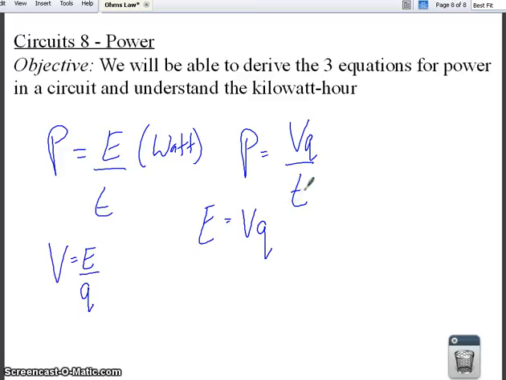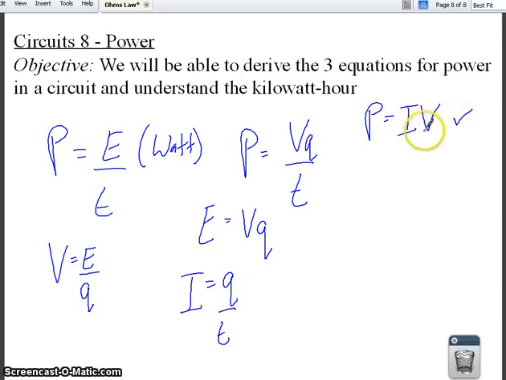And as you can see from this equation, you might notice that we have charge per time. We know that current is equal to charge per time. And so we get our first equation for power. Power is equal to I times V. So we have current times voltage is equal to power. Now, that's our first equation.